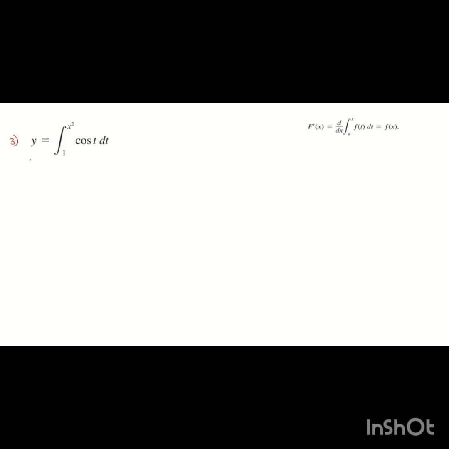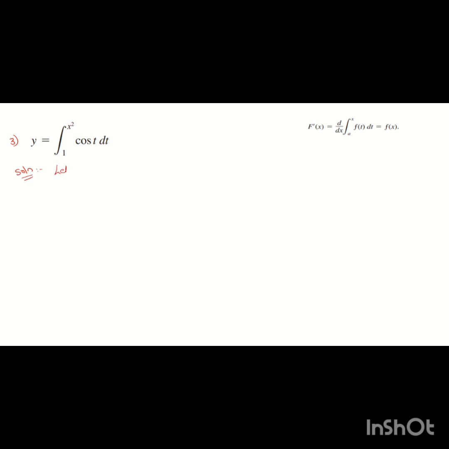Example 3. The given question: y equals the integral from 1 to x squared of cos t dt. If we compare, we can see that the integral here is from 1 to x squared, but the form requires a to x. A constant is okay, but in place of x we have x squared. Whenever you have something other than x, like x cubed, x squared, or whatever, then that should be taken as u.